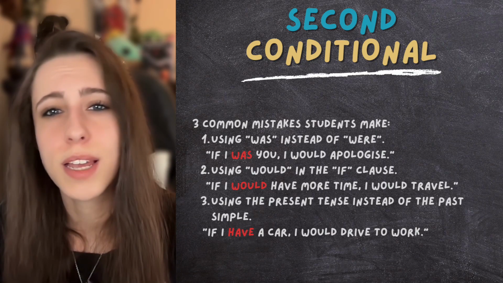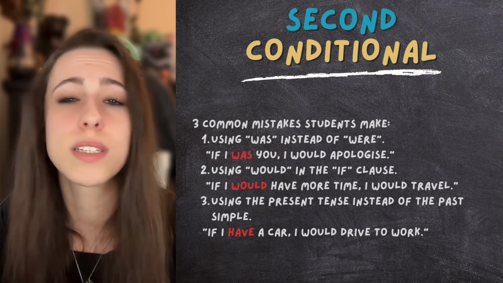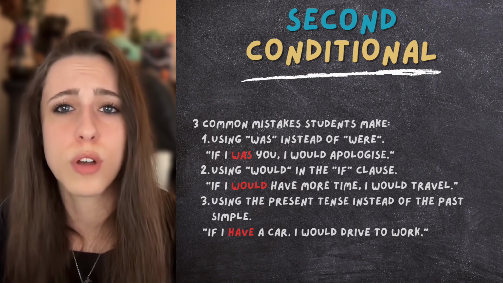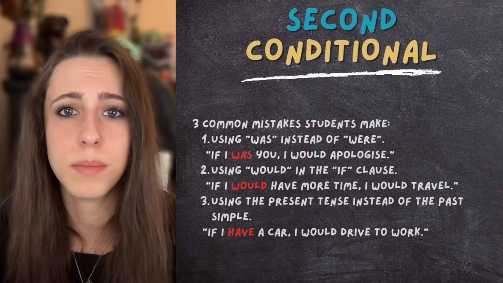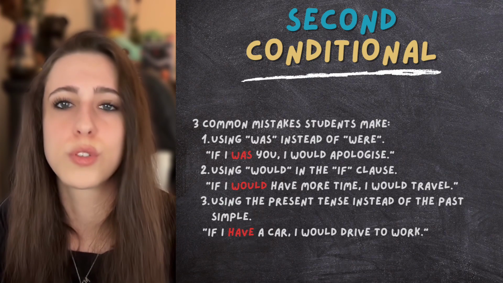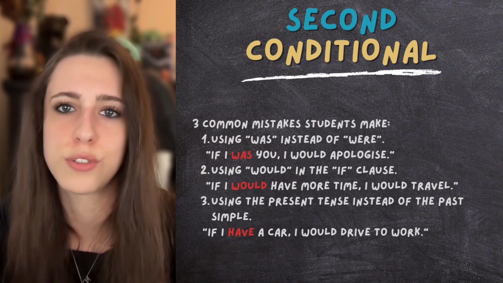Second most common mistake is using would in both clauses. Students sometimes mix it up and use would in both parts. For example, if I would have more time, I would travel. We just want to use the past simple. So we would say, if I had more time, I would travel.